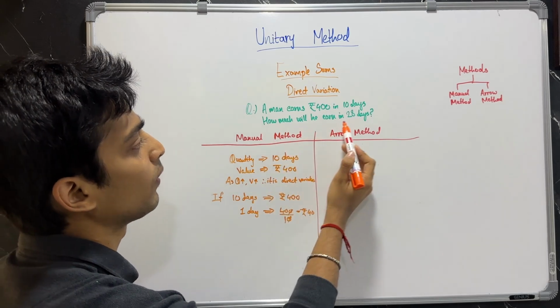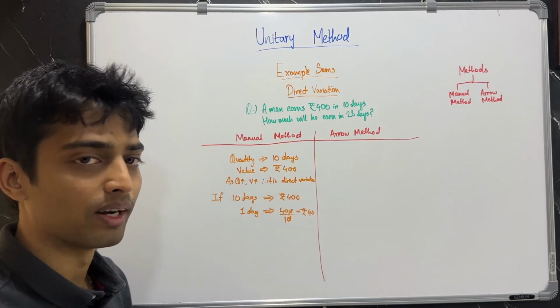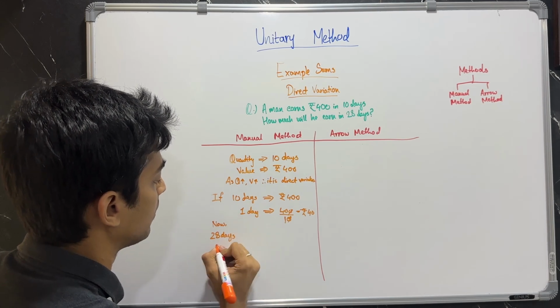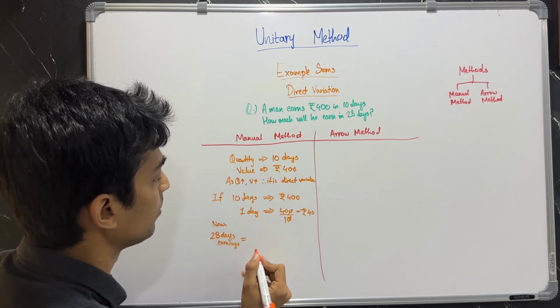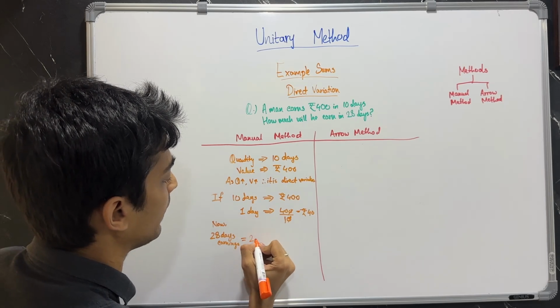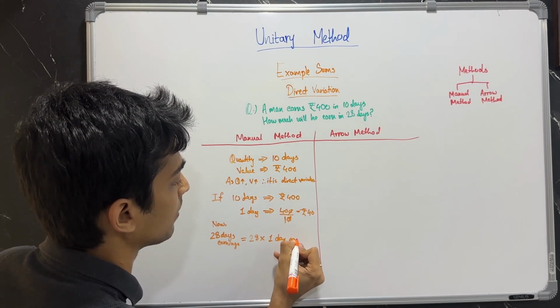Now what are they asking? How much will he earn in 28 days? We can simply multiply it by how much he earns in 1 day. 28 days earning is equal to 28 multiplied by 1 day earnings.